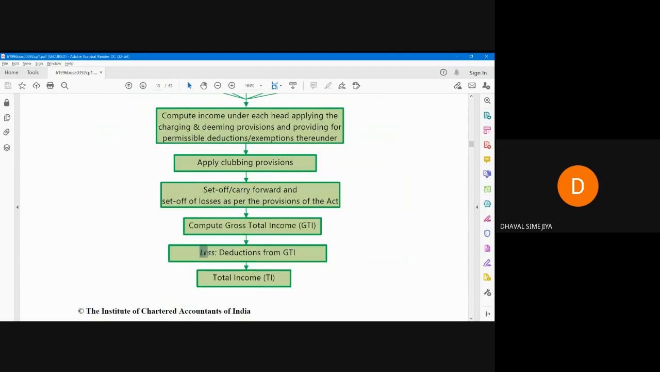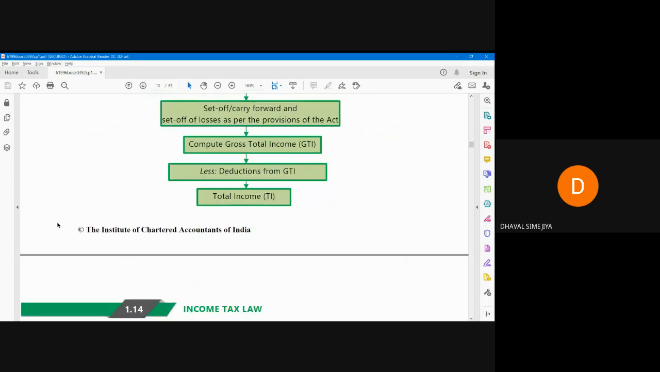Then certain deductions are allowed. I have given you a few names like interest on home loan, principal amount of home loan, equity linked mutual funds, LIC, then Mediclaim, donations. There are so many examples because a separate chapter will be there in your next semester. After deducting all these deductions, we will come to total income. So tax will be calculated on total income.